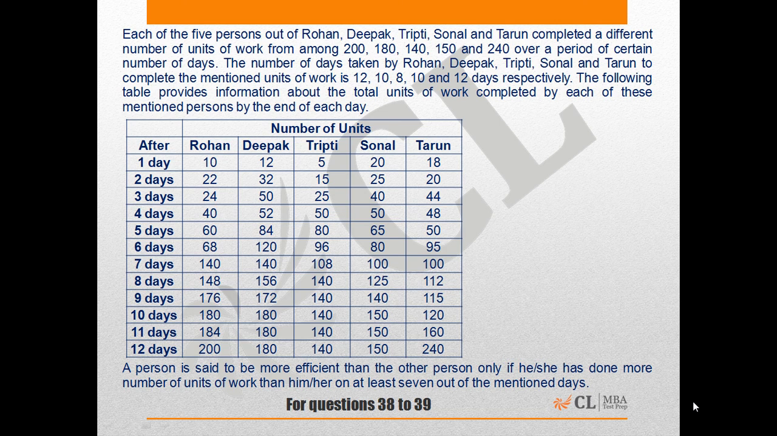The following table provides information about the total units of work completed by each of these persons by the end of each day. So this table is a cumulative table. That means on day 1 Rohan is done with 10 units of work, on day 2 it is 22. That does not mean he did 22 units on the second day. It means he did 12 additional units on the second day. Similarly, the table goes like that.